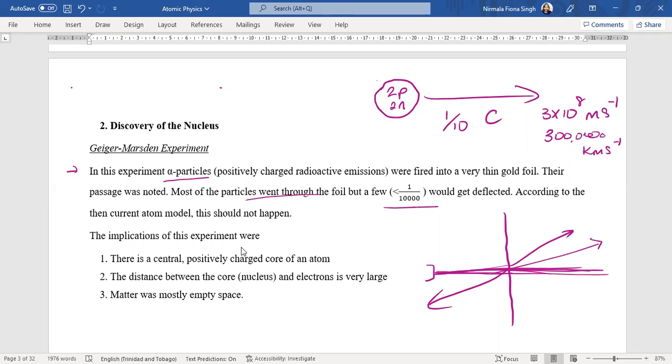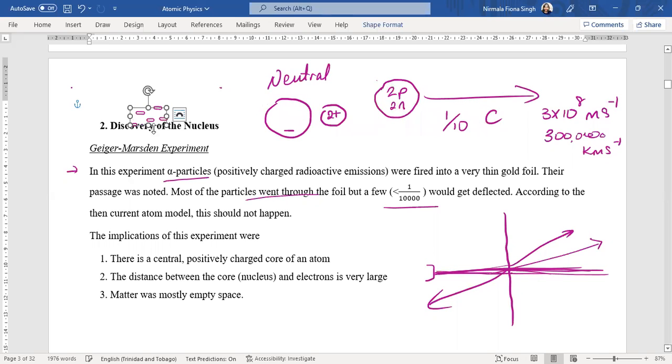They did not expect this to happen, because as far as they knew back then, atoms were a little tiny neutral ball of positive charge with random negative charges in it. So if I take a little positive charge, because 2 protons has a 2+ charge, and I fire that into my atom, it should just pass through because this is neutrally charged. I can fire my little alpha particle through the atoms, and they're not going to get deflected whatsoever.